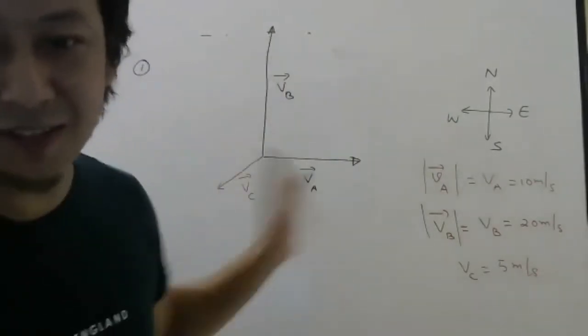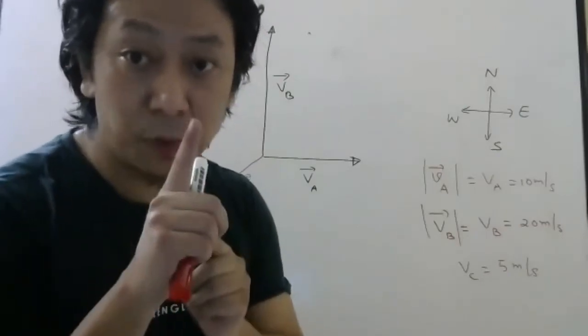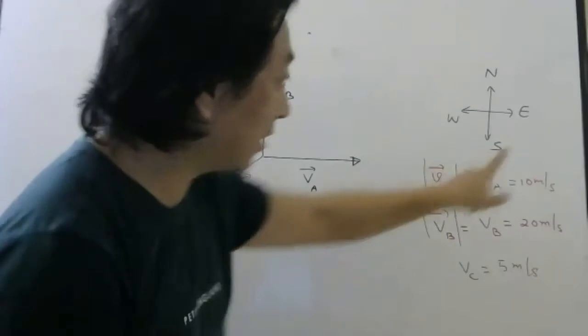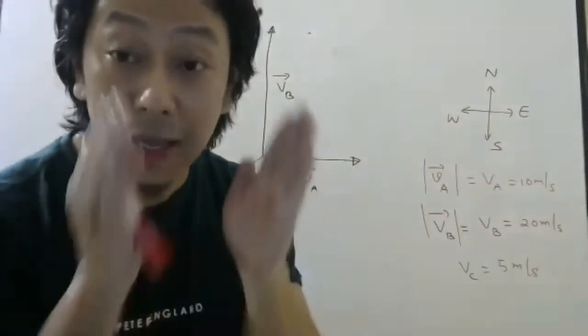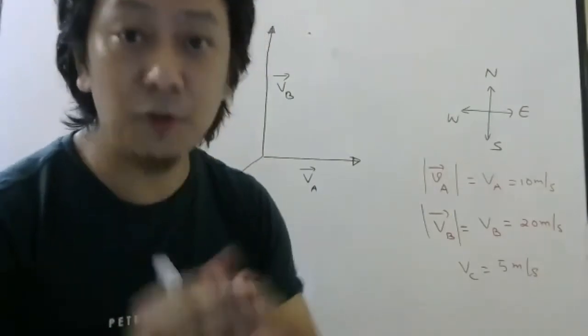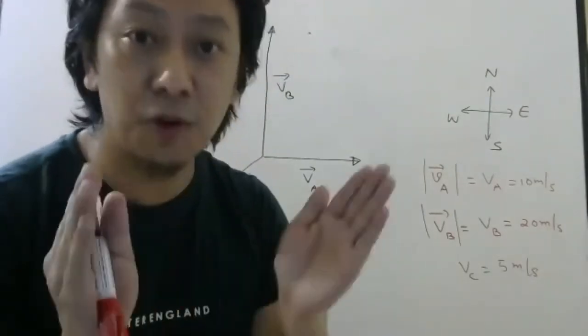Students, it's very simple. Just follow whatever I told. The arrow should point wherever the direction of the vector is. The length should be drawn according to the magnitude. If the magnitude is more, you have to draw it longer. If the magnitude is less, you have to draw it shorter.